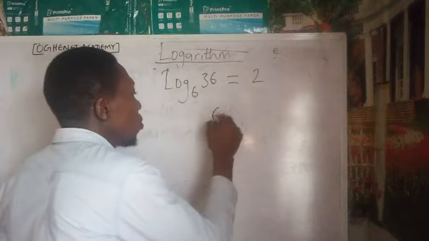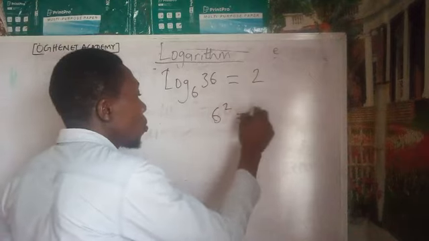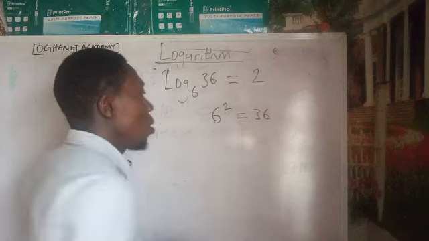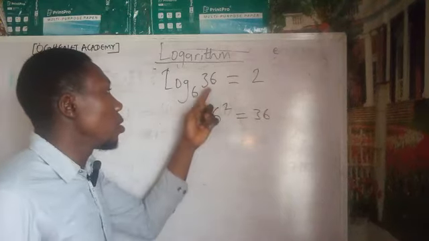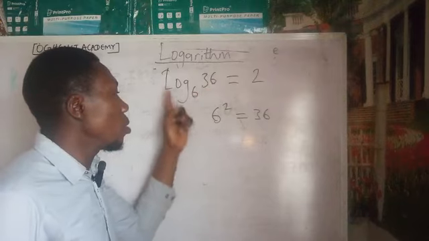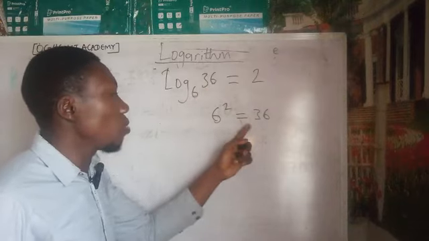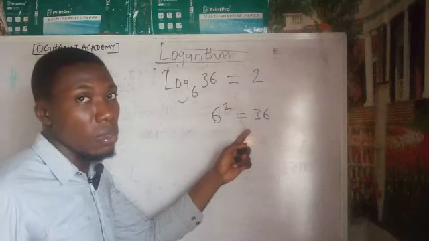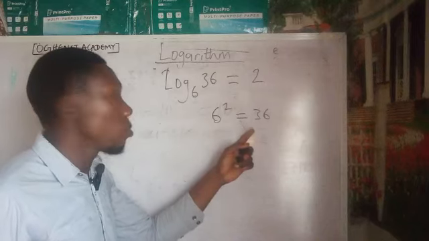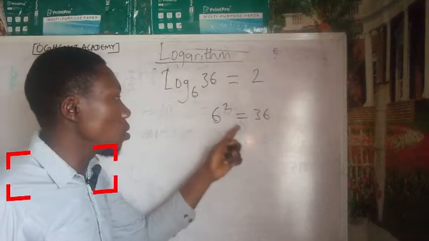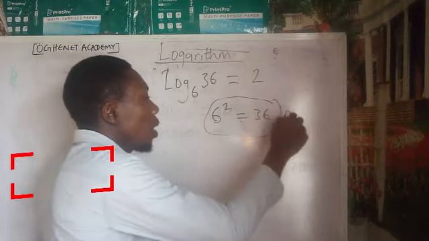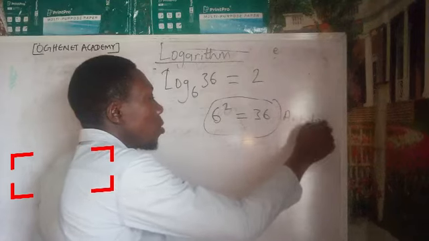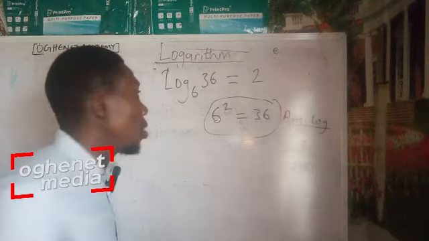Because 6 raised to the power of 2 will give you what? 36. Now from this you can see that this is actually the reverse of this. The reverse of this is this, and this is normally called the anti-log. Anti-log in mathematics. It's normally called the anti-log.